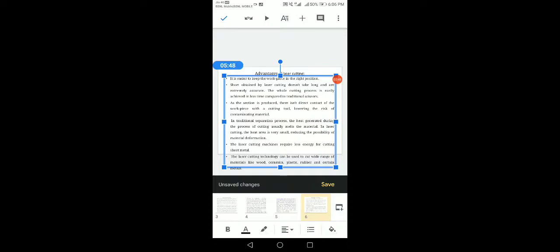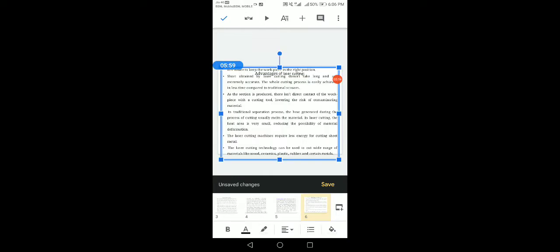In the traditional separation process, the heat generated during cutting melts the materials. In laser cutting, the heat area is very small, reducing the possibility of material deformation. The laser cutting machine requires less energy for cutting sheet metal. The laser cutting technology can be used to cut a wide range of materials like wood, ceramics, plastic, rubber and other materials. Disadvantages of laser cutting.